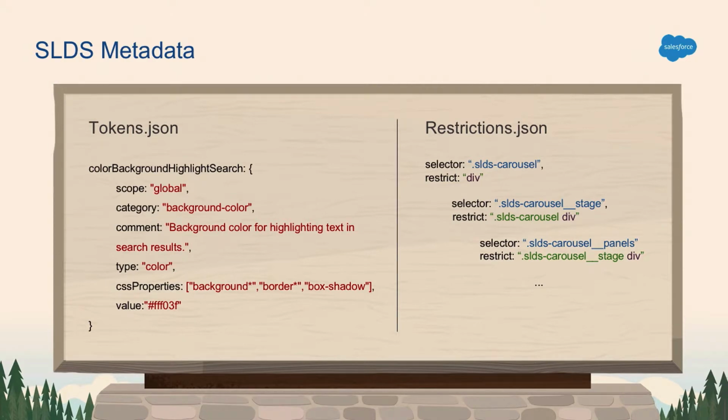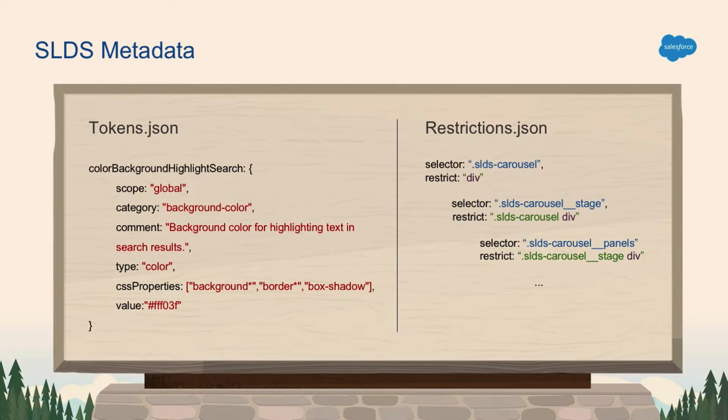If we crawl down that tree, you can see below that we have an SLDS carousel stage class. That class can be applied to a div within the scope of the SLDS carousel class, as you see there, and so on. Together, those form the composability rules of the system. Now on the left, we have the token rules. This is one particular entry from our token rule set. You can see it describes background color on a highlighted search. We have several attributes that help you to use that token correctly.